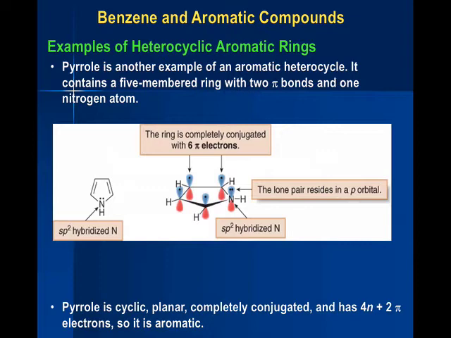So if I look at pyrrole, it is cyclic, it is completely conjugated, it is planar, and it satisfies Huckel's rule. 2, 3, 4, 5, 6. That is an aromatic molecule. Okay? Yes, sir?